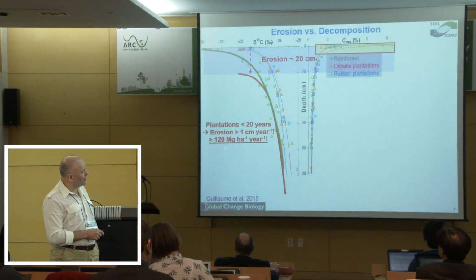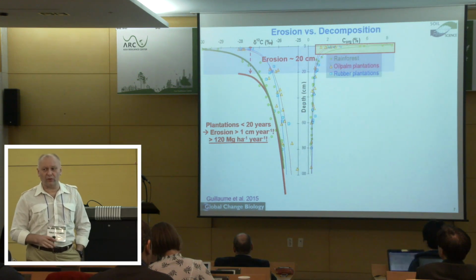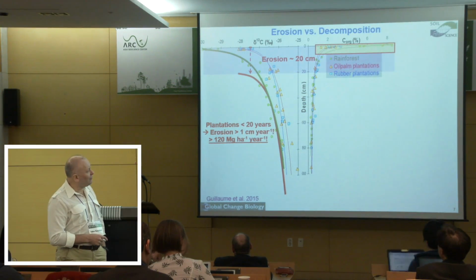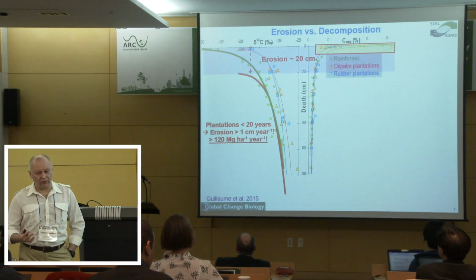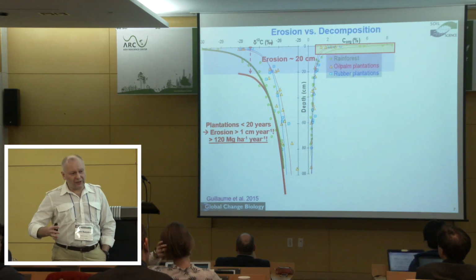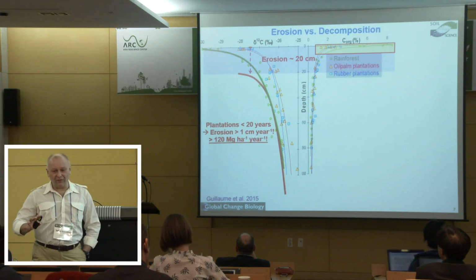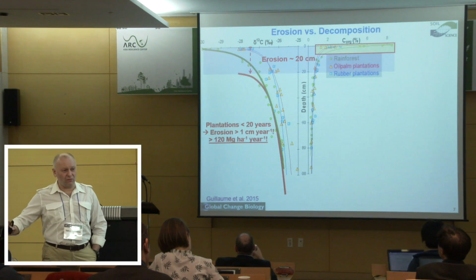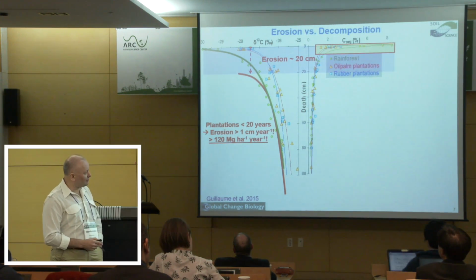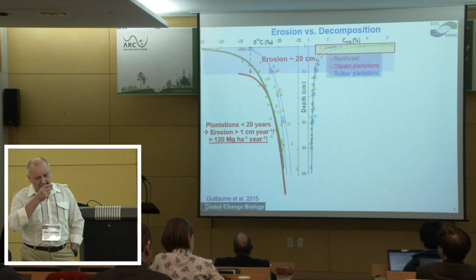And this corresponds roughly, probably more, to 120, 150 megagrams per hectare. It means every year about 10 big trucks of soil will be removed from the area. This is related to erosion.